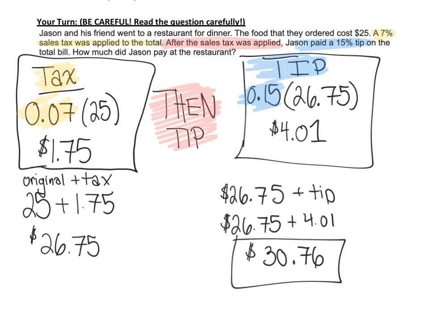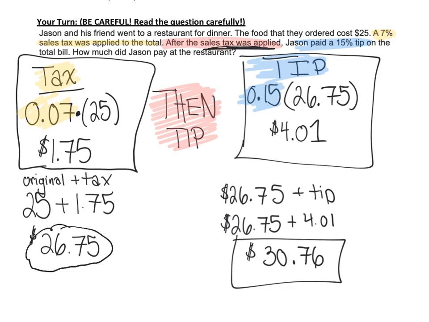Alrighty, 7th grade. This one was a bit of a challenge because it said there was a sales tax applied to the total of 7%. So we did 0.07 times the $25 total. That gave me $1.75. But then we needed to add that tax on. Remember, tax always gets added. It's that extra percentage that you pay. So that gave me a new total of $26.75.